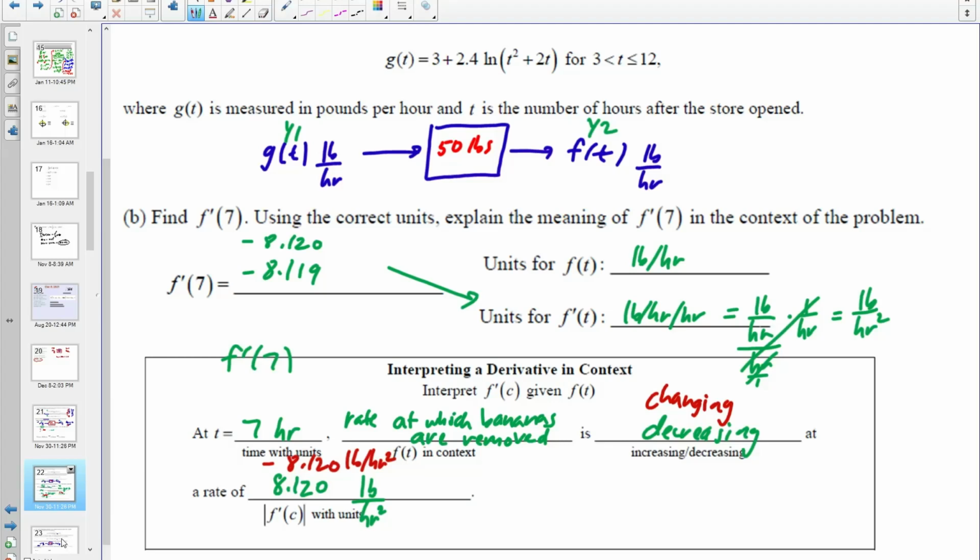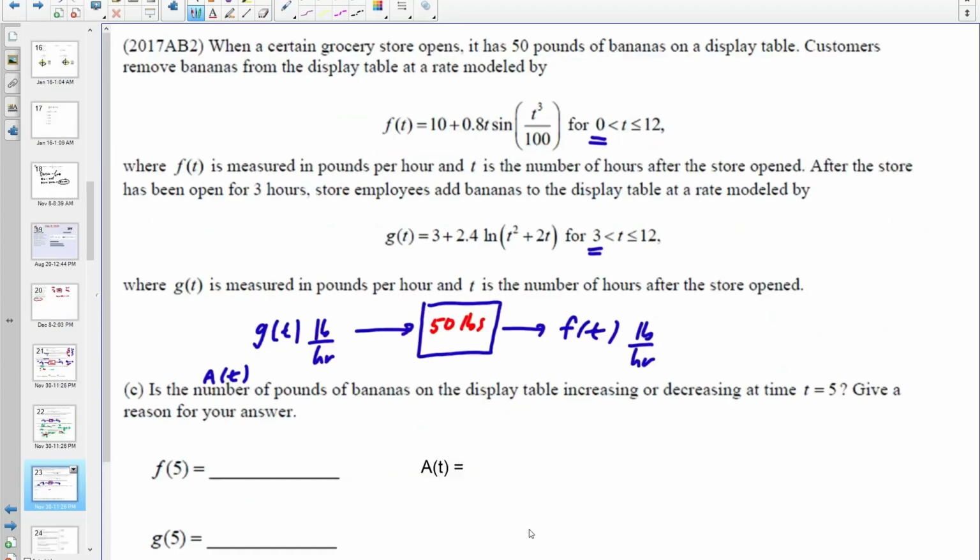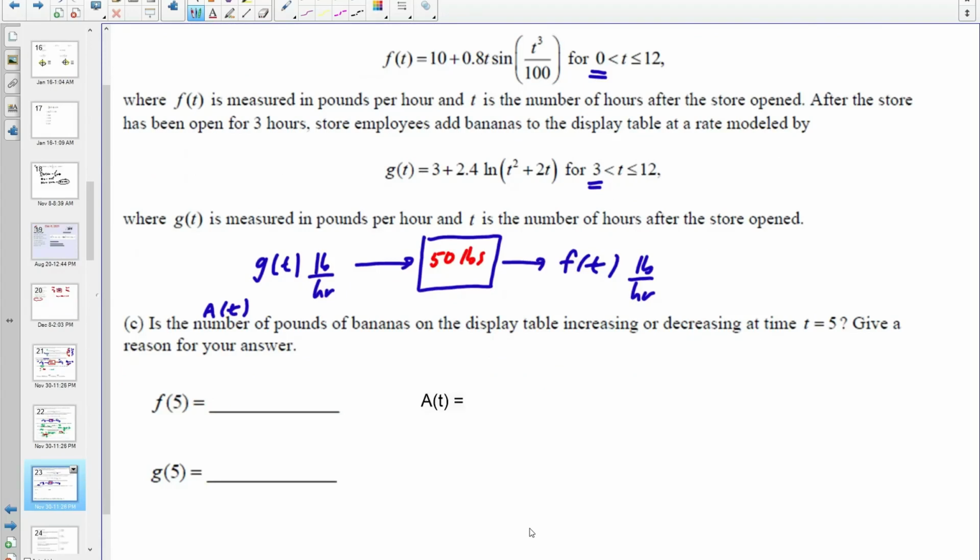All right, let's go to the next question. Is the number of pounds of bananas on the display table increasing or decreasing at time t equals 5? And give a reason for your answer. We talked about this earlier. Is your money increasing or decreasing depending on your rate in and rate out? But let me use calculus to show how to do this, and then I'll show you that it's really the same thing as what we did with our money.